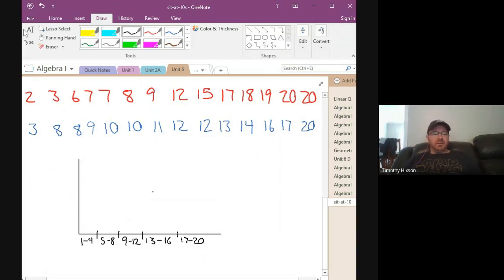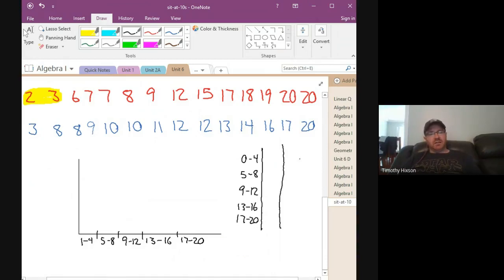Okay, then also, what I'm going to do here is divide up the data into those regions as well. So the 1 to 4 range, I have that. And we can actually make a little table to help us organize our data. 5 to 8, 9 to 12, 13 to 16, 17 to 20. All right, so I'm making this table here for both sets of data.